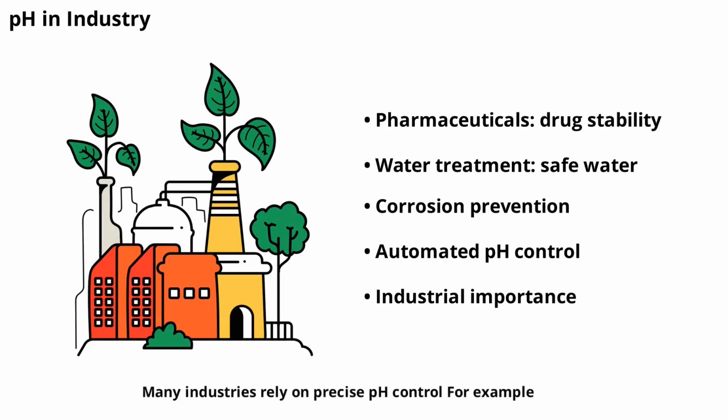Many industries rely on precise pH control. For example, in pharmaceuticals, the pH of solutions affects drug stability and effectiveness. In water treatment, pH is adjusted to prevent corrosion and ensure safe drinking water. Industrial processes often use automated systems to monitor and adjust pH continuously.